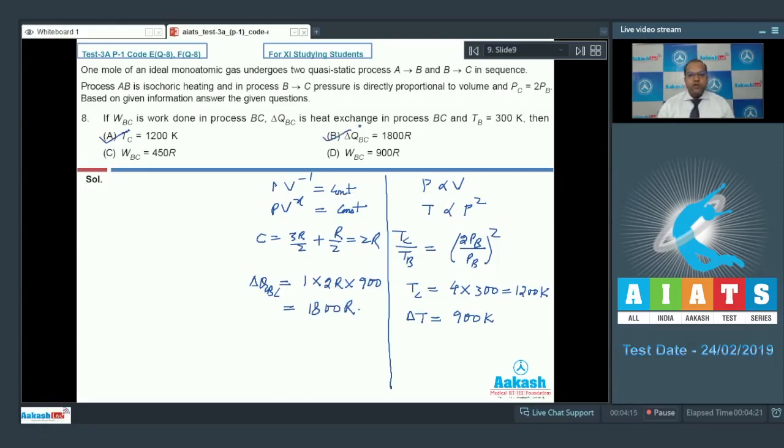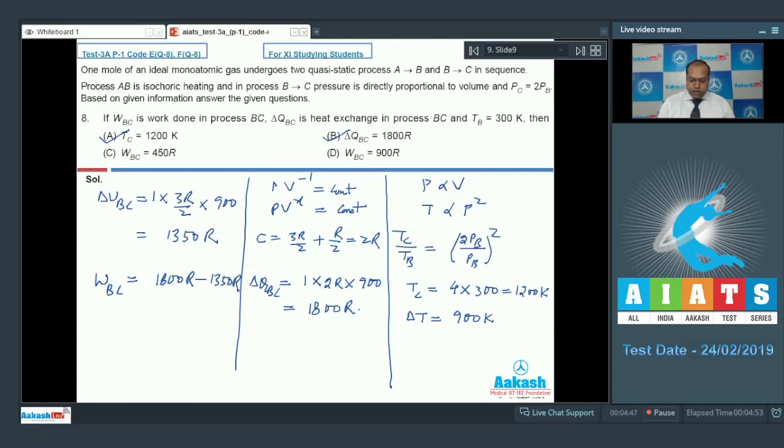Now in order to calculate the value of WBC, we can find out the change in internal energy in the process BC. So that is equal to n into CV, that is 3R by 2 for the monatomic gas, into dT, that is 900. So on solving, it comes out to be 1350 R. So from the first law of thermodynamics, WBC can be written as 1800 R minus 1350 R. So it comes out to be 450 R. So option C is also correct. So the correct answers for question number 8 are options A, B and C. Let's move to question number 9.